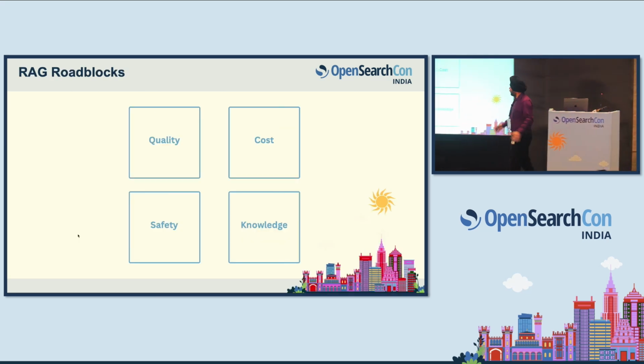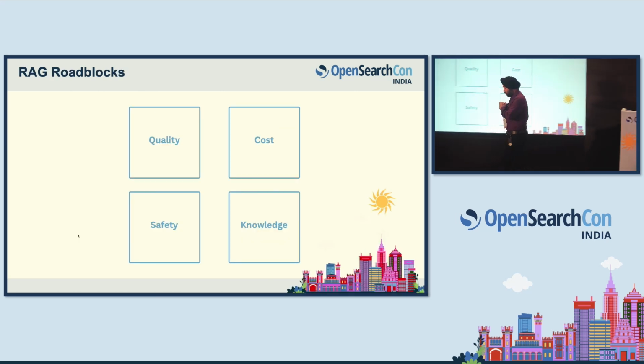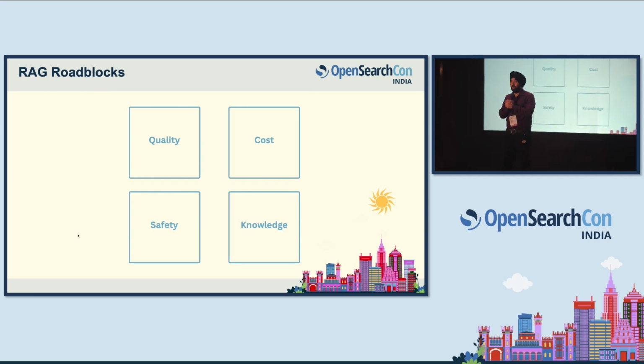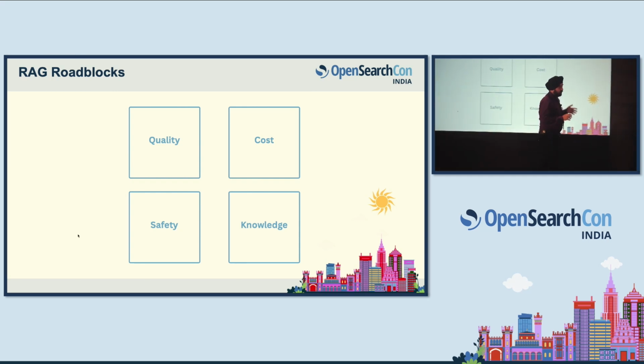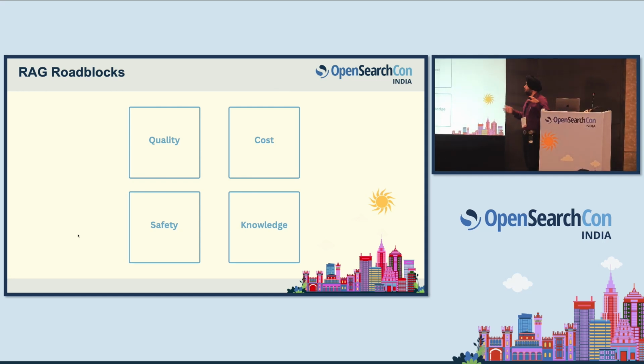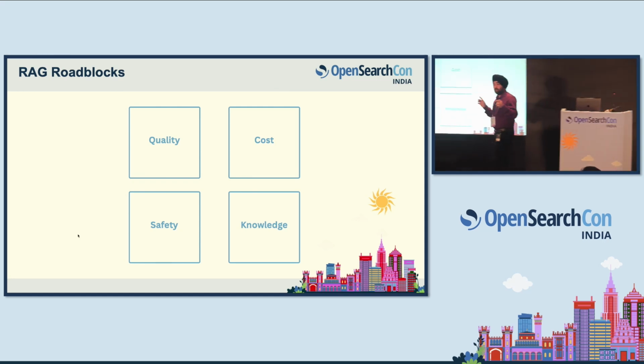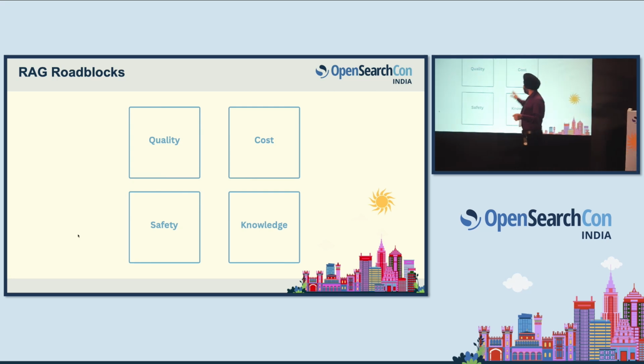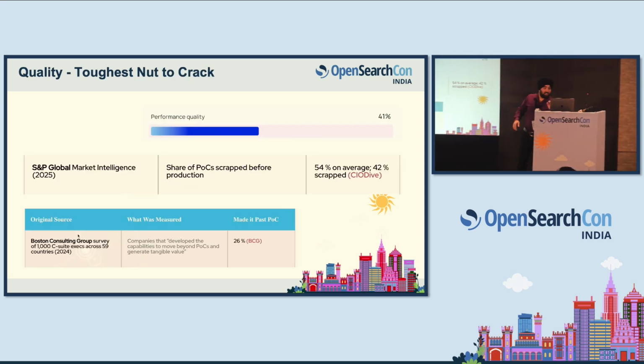When you venture into building these systems, the kinds of roadblocks you face are multifaceted. The problems are around quality, around cost, around safety, around knowledge. Quality is the biggest hurdle of all of these, and today I'm going to discuss quality in detail. I wish I had more time, but such is life.